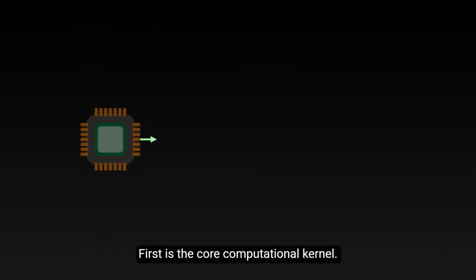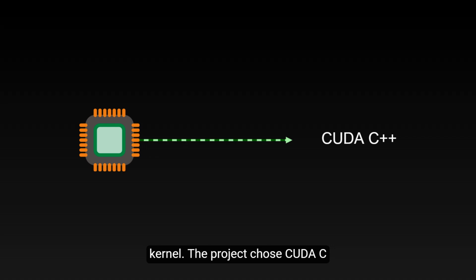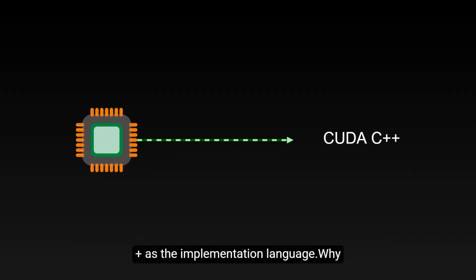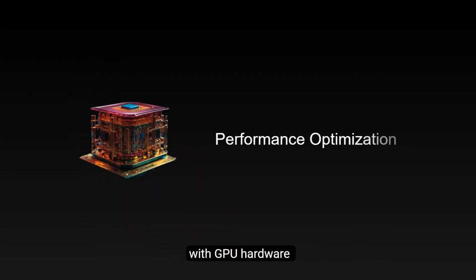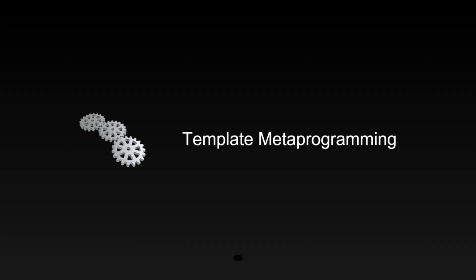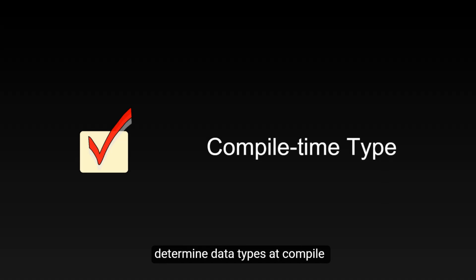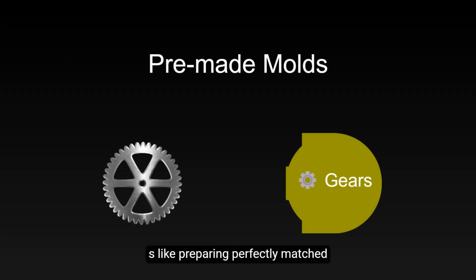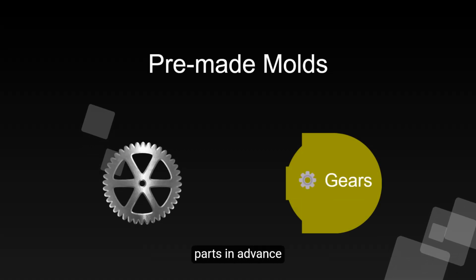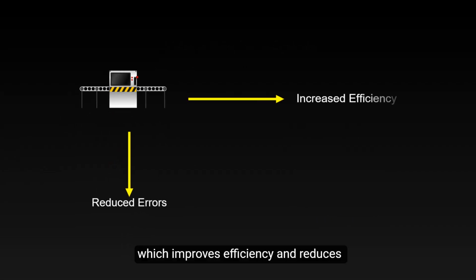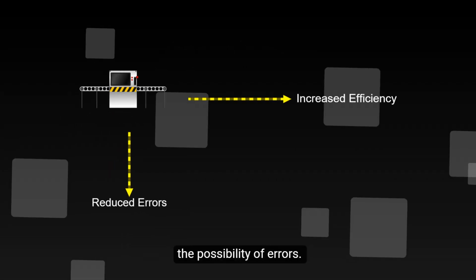First is the core computational kernel. The project chose CUDA C++ as the implementation language. Why choose CUDA C++? Because it can directly interact with GPU hardware, providing the greatest potential for performance optimization during the implementation process. The team adopted a clever technique, template metaprogramming. This programming approach allows us to determine data types at compile time, rather than at runtime. To draw an analogy, it's like preparing perfectly matched molds for different types of parts in advance, rather than adjusting during assembly, which improves efficiency and reduces the possibility of errors.